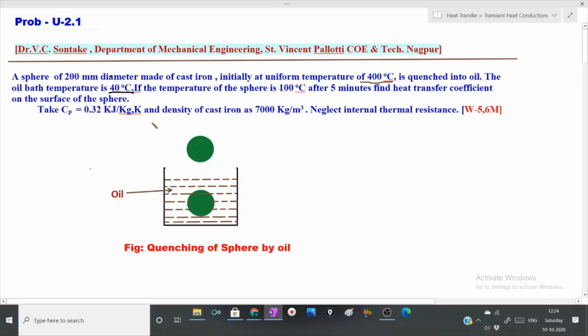of the sphere. Take Cp value is equal to 0.32 kilojoule per kg per Kelvin and density of cast iron as 7000 kg per meter cube. Neglect internal thermal resistance. And this problem was asked in Winter 5, 6 marks. So in order to solve this problem, let us first draw the schematic.